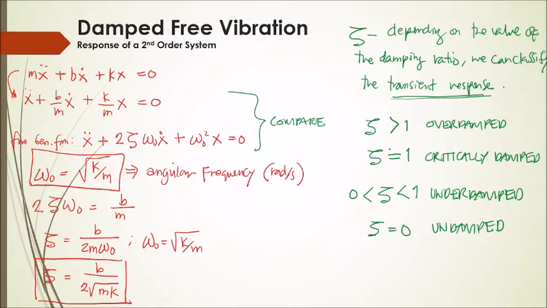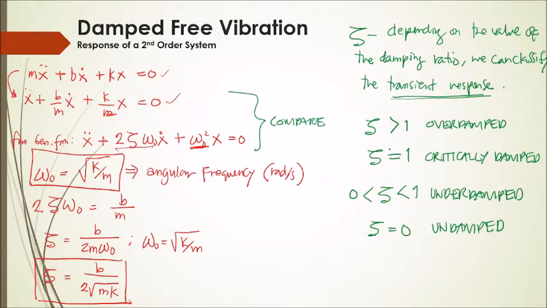Okay, so comparing the actual equation that we have here to the general form, we already got it earlier, no? So it matches. This one is equivalent to k over m. So the angular frequency is equal to the square root of k over m, in radians per second.